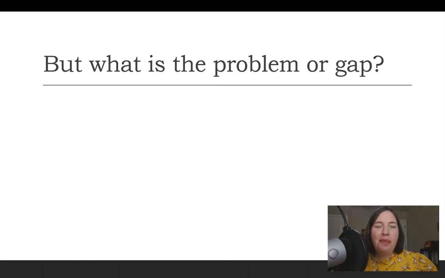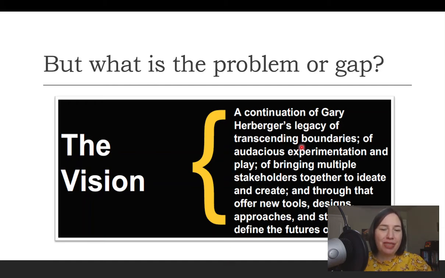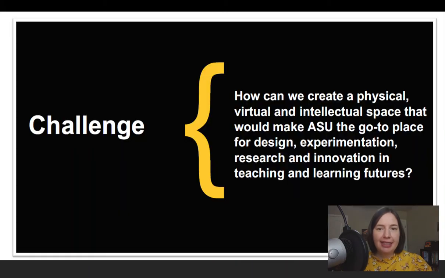Okay, let's think more about what's the problem or gap. So this was the vision. This is another part of this where they said, in continuation of Gary Herberger's legacy of transcending boundaries, of audacious experimentation and play, bringing multiple stakeholders together, etc. This is more of the problem. It's we have this money and we have to create something. This back here, this is kind of more of a solution. They've decided that they want to create a physical, virtual, and intellectual space. They've already put a frame on this problem. Okay, so that's important to remember.